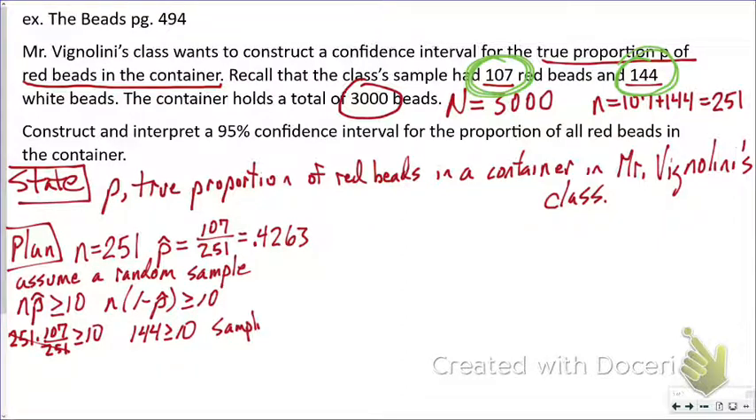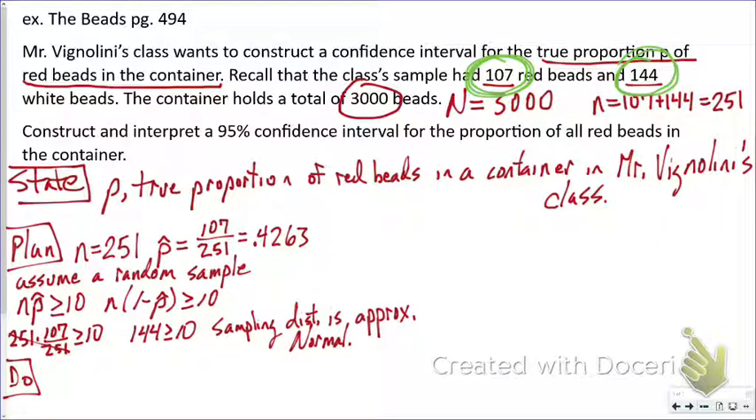Sampling distribution is approximately normal. The 10% rule, that third thing, n needs to be smaller than a tenth of the population. 251 is smaller than a tenth. Write it down if you want, but I usually just do a little mental check on that and move on. I only check randomness and the large counts.